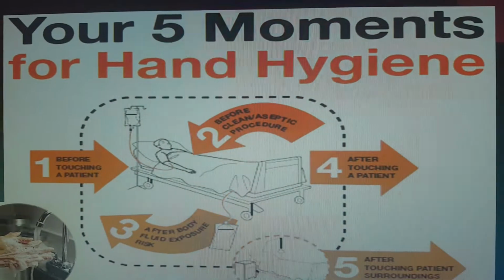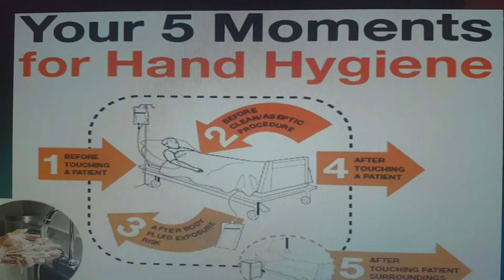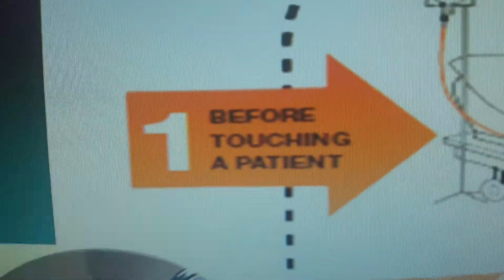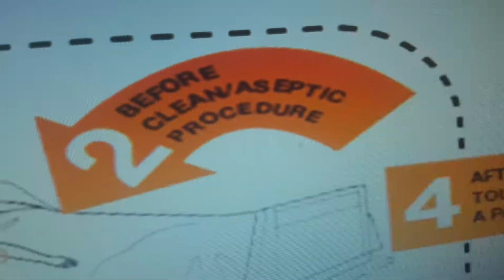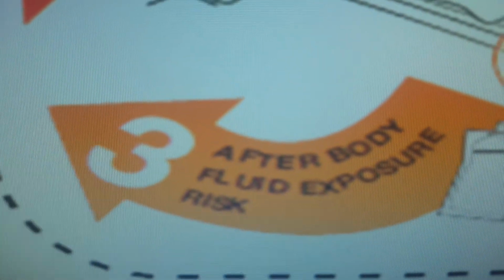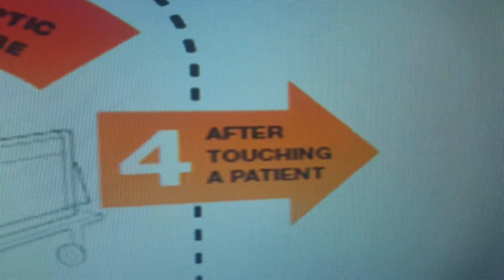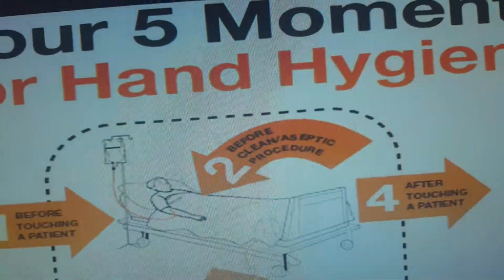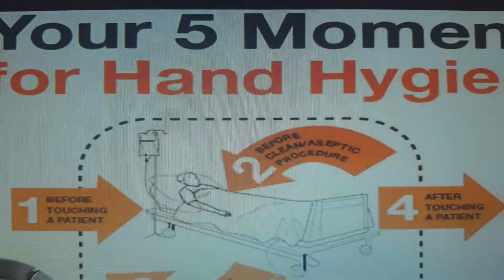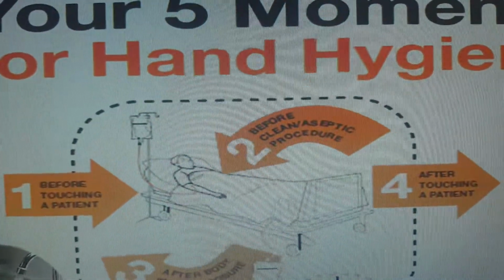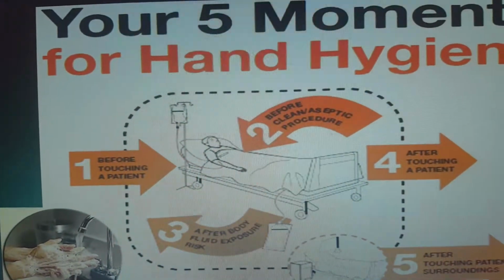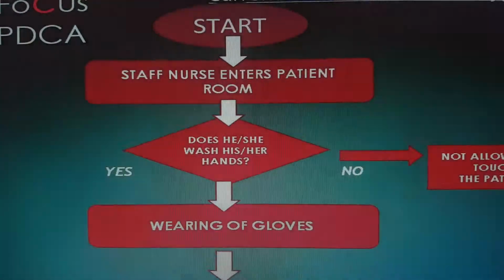So we have to understand what we are going through. We have the 5 moments for hand hygiene. We do hand hygiene before touching the patient, before a clean aseptic procedure, after body fluid exposure, after touching the patient, and after touching the patient's surroundings. So these are the 5 moments we monitor for the staff when they are doing hand hygiene, and the hand hygiene compliance rate depends on the 5 moments.